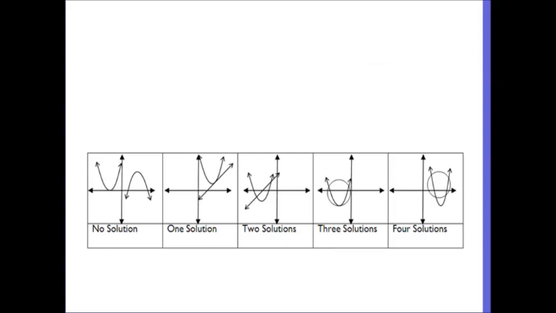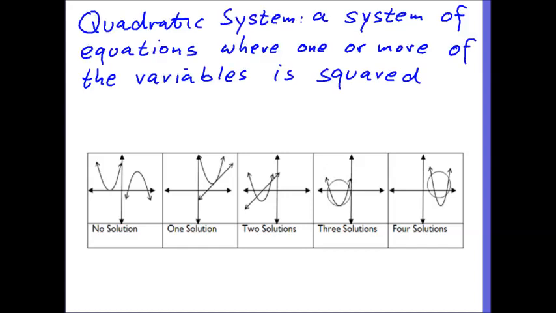So what is a quadratic system? A quadratic system is a system of equations where one or more of the variables is squared. A system of equations where one or more, in our case it will maximum be 2, of the variables is squared. Now you remember systems of equations from Algebra 1.